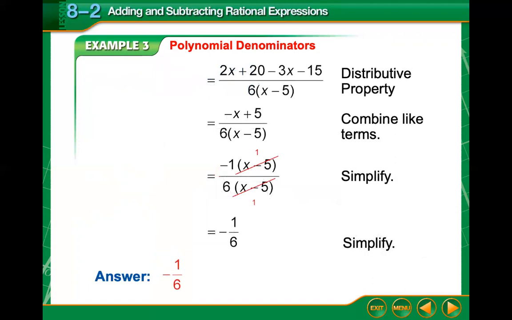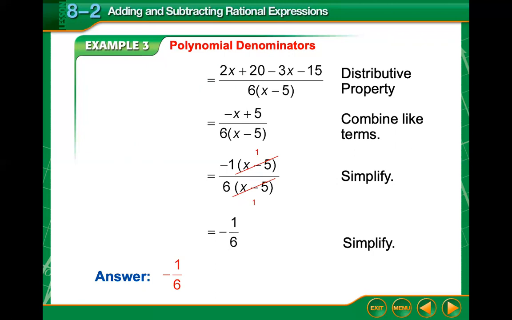So we are going to go ahead and distribute that 2 to get 2x plus 20, and then we keep the minus 3x minus 15 all over 6 minus x minus 5. So then we're going to combine like terms, and we get negative x plus 5. When we simplify this, negative x plus 5 is the same thing as x minus 5 times negative 1. And when we do that, we would find that our two factors cancel out top and bottom, and we're left with negative 1/6 for our answer.